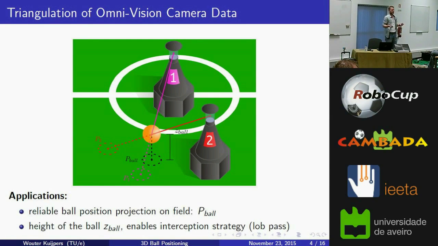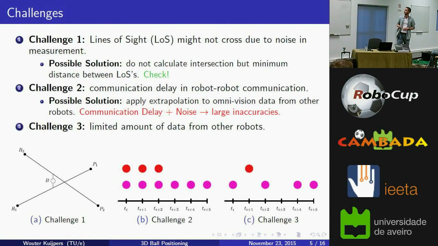This ball position can in the end be used to, for example, give a better estimate of the ball position on the field. So in this case, robot 2 will not say that the ball is at this position, but will actually correctly find the position P ball. But also this height of the ball can, for example, be used to design an interception strategy for lob passes. So this has some challenges. I listed 3 of them here.